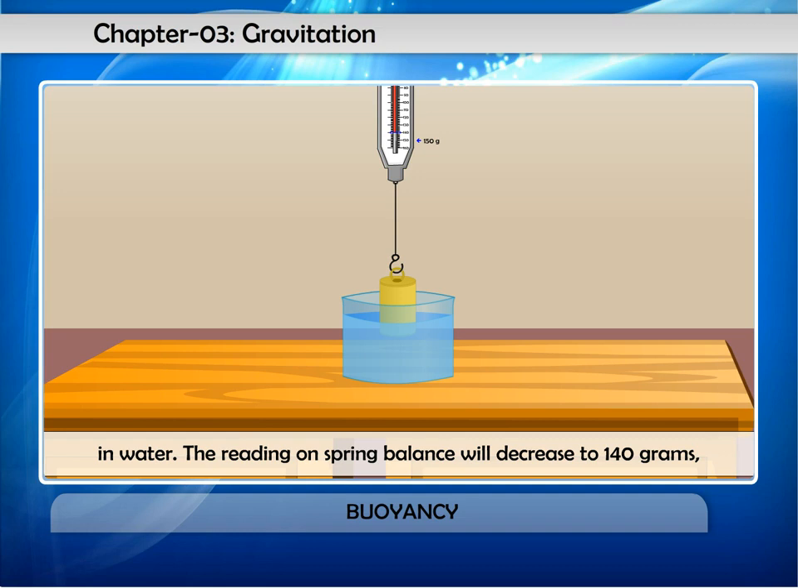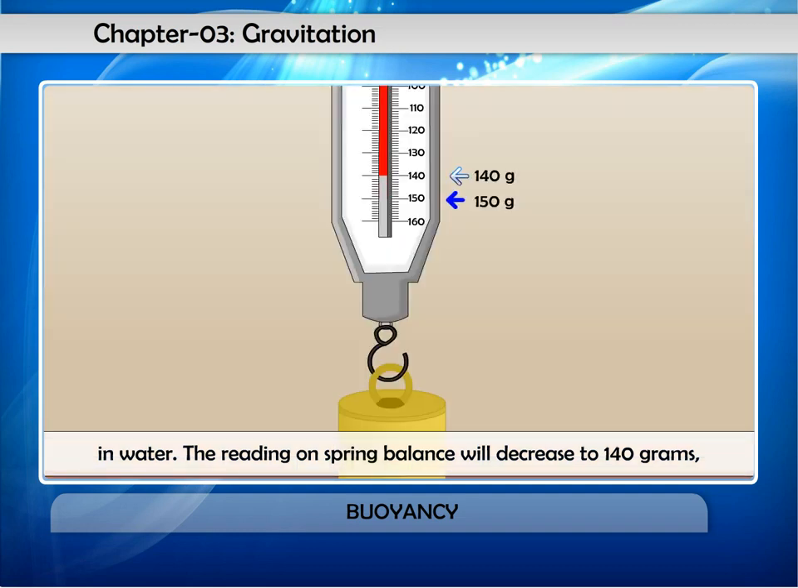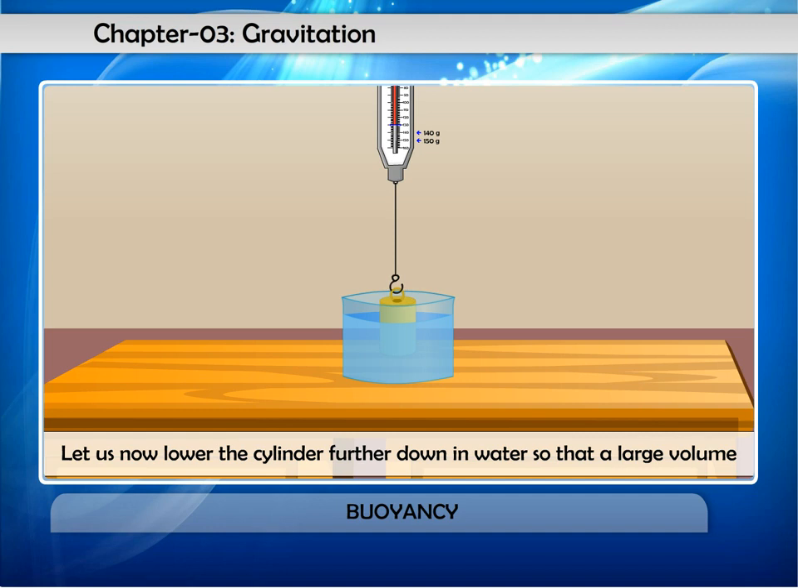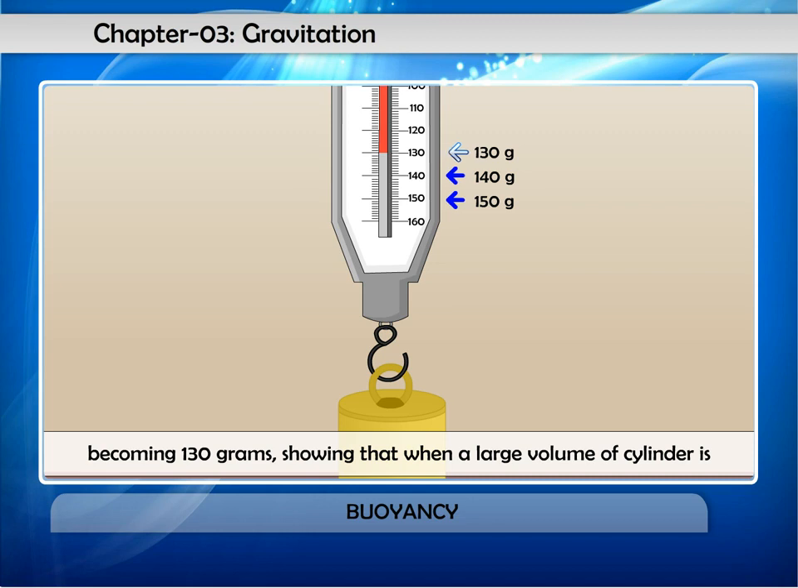The reading on the spring balance will decrease to 140 grams, showing that when a small part of the cylinder is immersed in water, its weight appears to decrease and it becomes lighter. Let us now lower the cylinder further down in water so that a large volume of the cylinder is immersed in water. The reading on the spring balance will decrease further, becoming 130 grams, showing that when a large volume of the cylinder is dipped in water, its weight decreases further and it becomes even lighter in water.